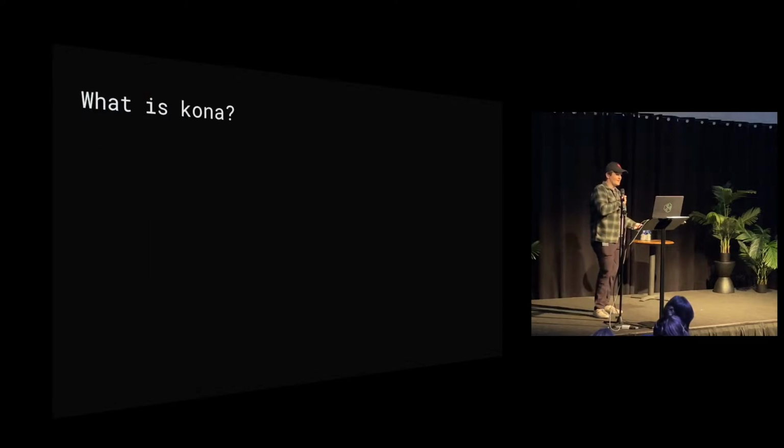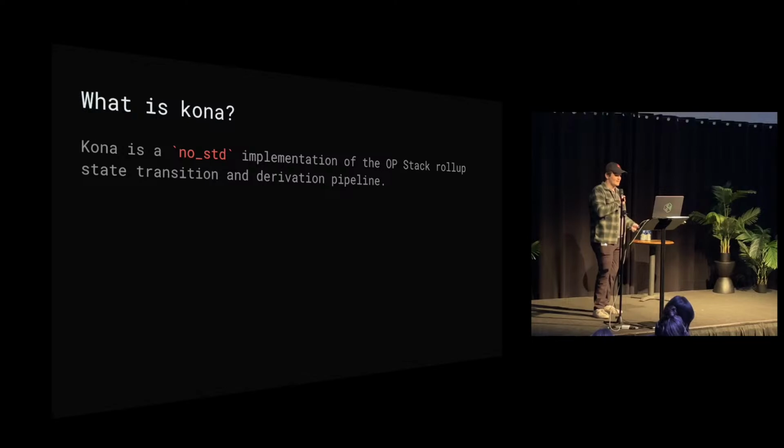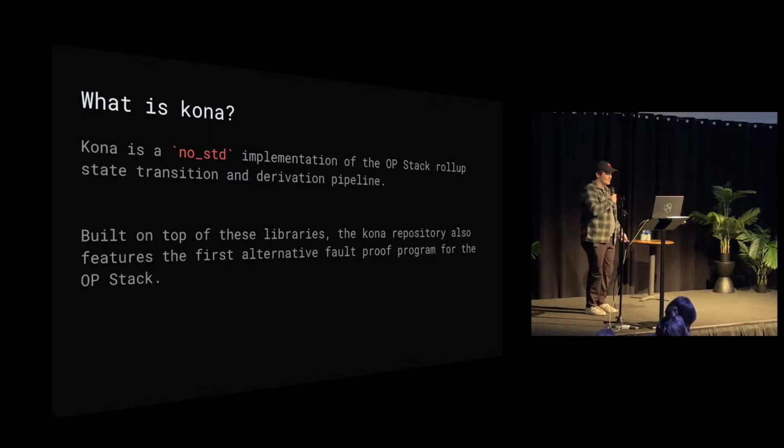So first of all, starting off with what Kona is. It is a no STD implementation of the rollup state transition as well as the derivation pipeline. And the reason that we re-implemented the state transition in no STD is because it actually turns out to be pretty hard to run Reth on top of things like ZKVMs, TEEs, the fault-proof VMs, given that they're kind of limited execution environments. No STD allows us to have a lot more control over that. The other thing is that, built on top of these libraries, we have the first alternative fault-proof program for the OP stack, which kind of sits beside the OP program.